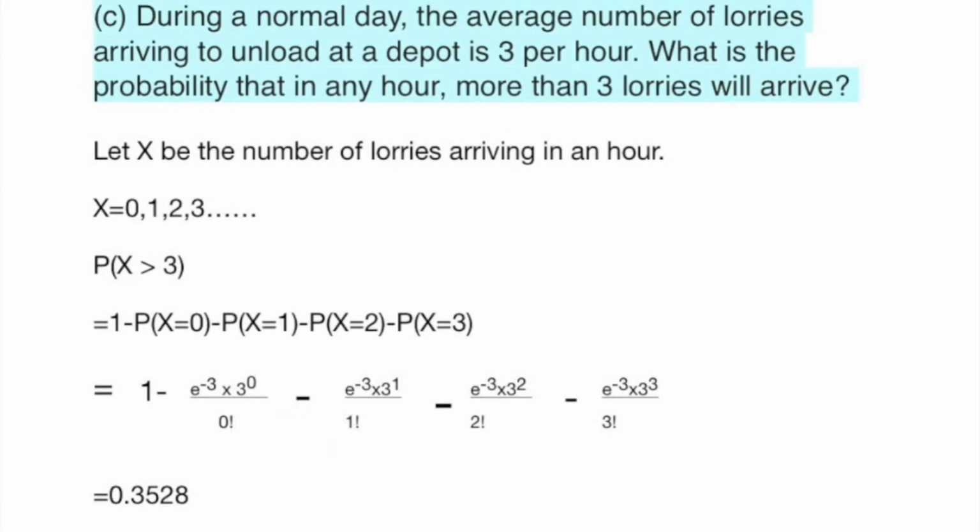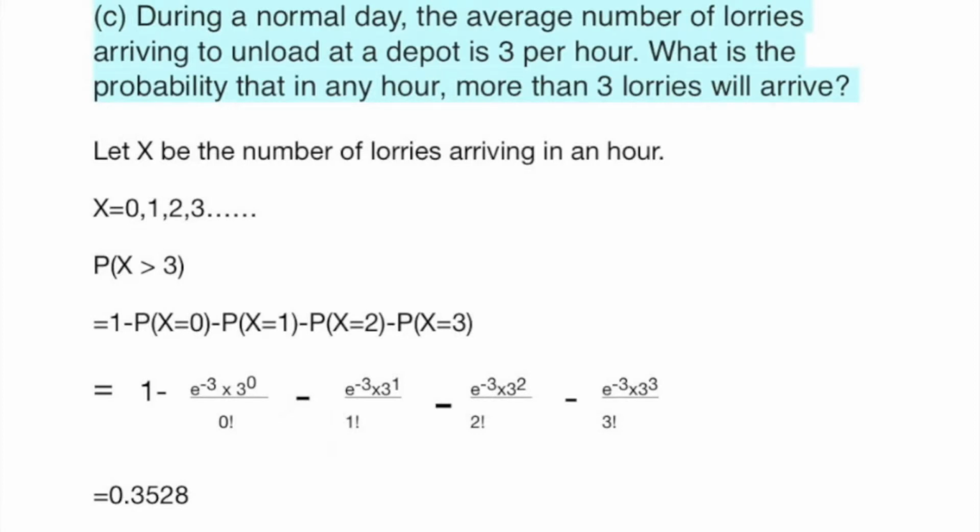Firstly, this question is a Poisson distribution. So let X be the number of lorries arriving in an hour. X is an integer which can be 0, 1, 2, etc. The random variable X follows Poisson 3. We are going to calculate the probability that the random variable is greater than 3. It is equal to 1 minus the sum of the probabilities of X equals 0, 1, 2, and 3.